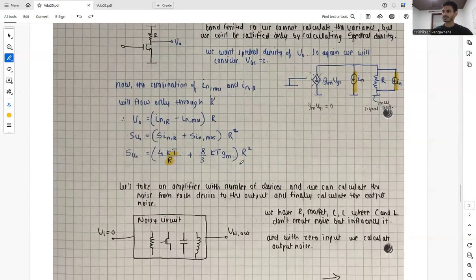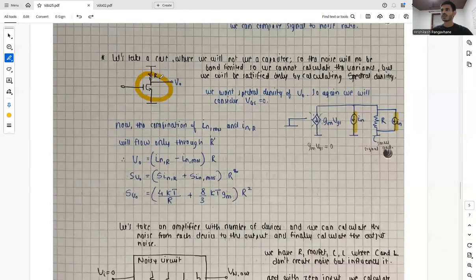So now let's take an amplifier. Basically this is our case, and we are discussing when there is no capacitor.